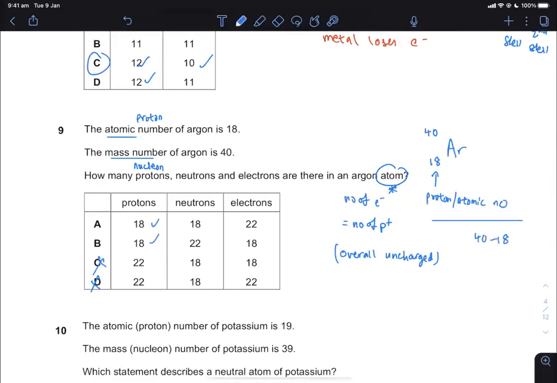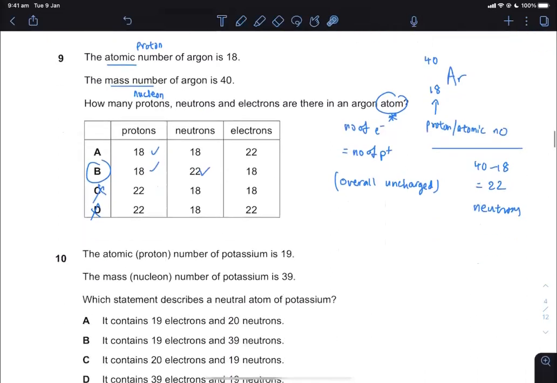40 minus 18, do it on your calculator, you get 22 neutrons. And that's why the answer is B and not the other one. Of course, the number of electrons equals the number of protons based on what I just said, because they use the term atom there.